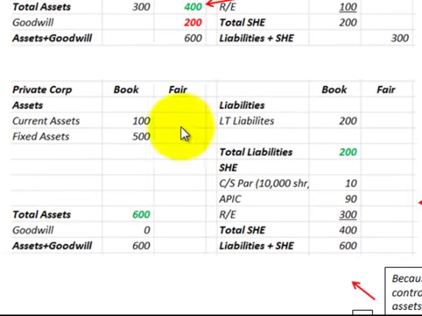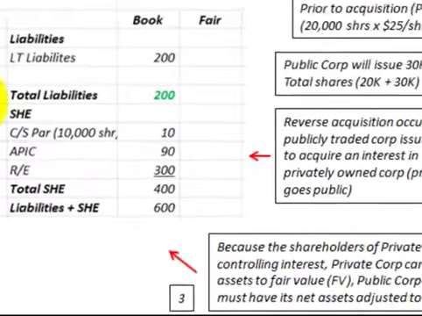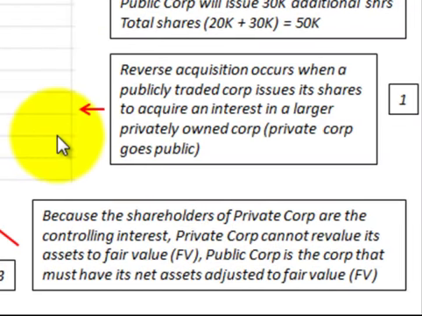And then to make a note, looking at the balance sheet for the private corporation, we have just the book values shown here for the assets and liabilities, and the fair values, well, they can't be reassessed up to their fair value because the shareholders of the private corporation are going to be the controlling interest after this acquisition, and the private corporation cannot revalue its assets to its fair value since they will be the controlling interest. So what has to happen here, the public corporation is going to be the corporation that must have its net assets adjusted up to its fair value, and we looked at that earlier up here for the public corporation.